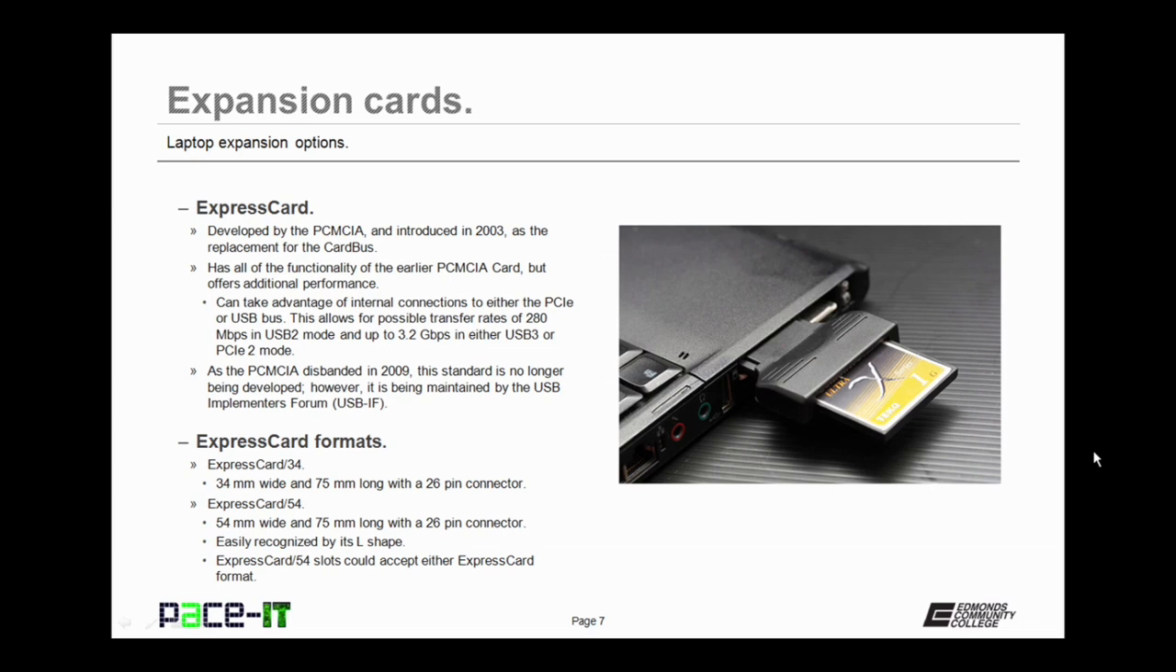It has all the features and functionality of the earlier cards, but also offers additional performance. And what do I mean by that? Well, it can take advantage of internal connections to either the PCIe or USB bus. This allows for possible transfer rates of 480 megabits per second in USB 2 mode and up to 2.5 gigabits per second in either USB 3 mode or in PCIe 2 mode. Now, the PCMCIA disbanded in 2009. That means that this standard is no longer being developed. However, the standard is being maintained by the USB Implementers Forum, the USB-IF.